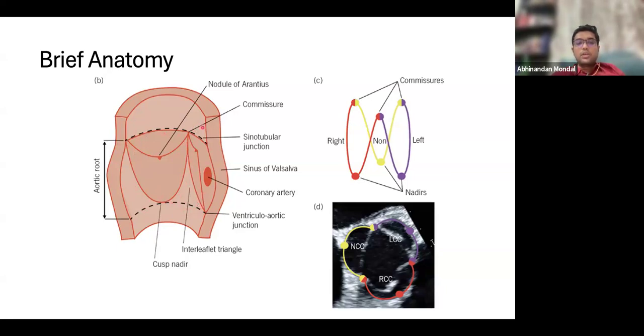So this is a cut open. You can see there is a thickening over the free edge. It is called the nodule of Arantius. And this is your sinotubular junction. This is your sinus of Valsalva, where your coronary arteries originate. And this is your ventricular aortic junction.